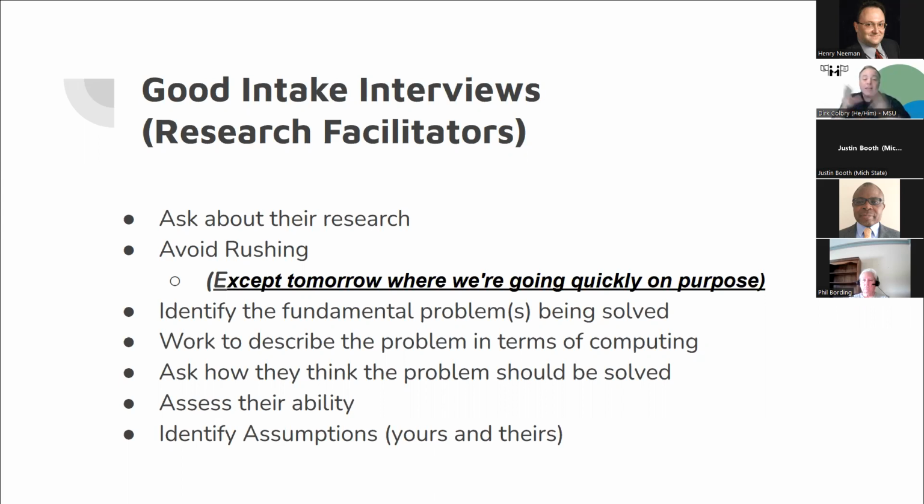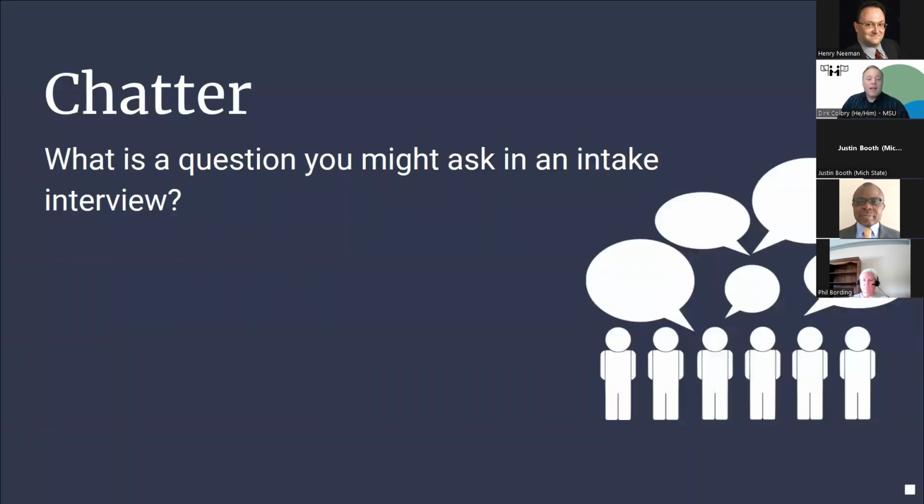So that's what a good intake interview is, all these things. And it's not a taxonomy. These are just the 1, 2, 3, 4, 5, 6, 7 bullets I came up with when I was thinking about what a good intake interview is. So given that, think about a question that you might ask in an intake interview. It can be early on, it can be later on. What are some good questions to have in your back pocket that you might ask during an intake interview?